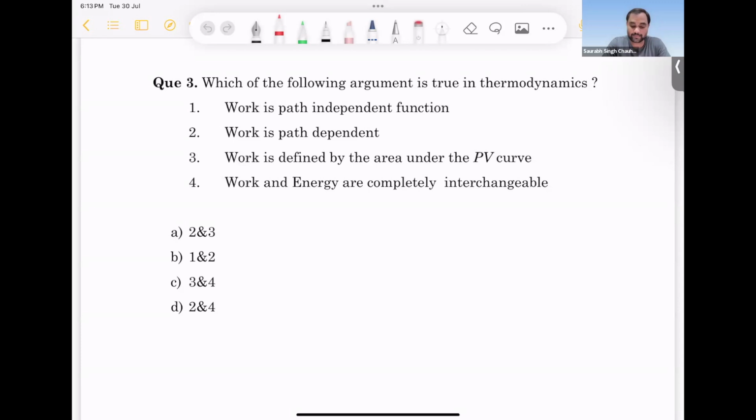So we have to tell how many of these arguments are true. Which one is true and which one is not true. Let us check one by one. Argument one says work is a path independent function. So is it true or false? It is not correct, because work is a path dependent function, right? We know that work is path dependent.